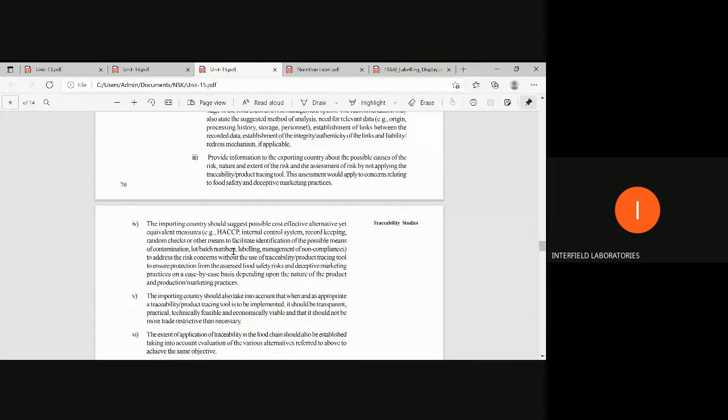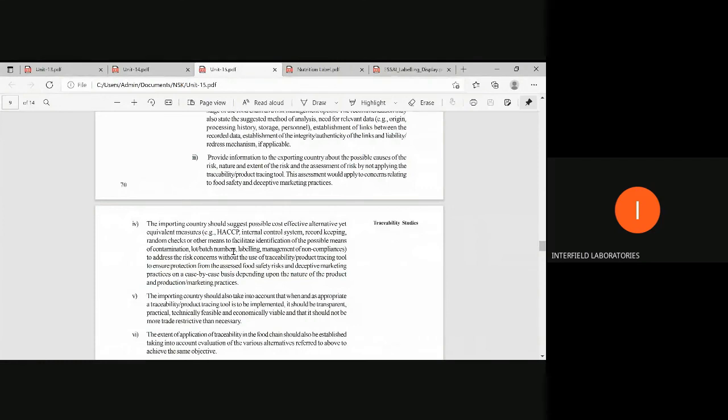The importing country should also take into account that when a traceability tool is to be implemented, it should be transparent, practical, technically feasible and economically viable, and it should not be more trade restrictive than necessary. The extent of application of traceability in the food chain should be established. Application of the traceability tool should adequately address the needs of developing countries and their traditional practices. The exporting country should be able to establish that alternative measures selected for application would appropriately address the risk concerns of the importing country without the need for application of a traceability tool. So these are some of the recommended steps in the context of food import and export inspection and certification system.